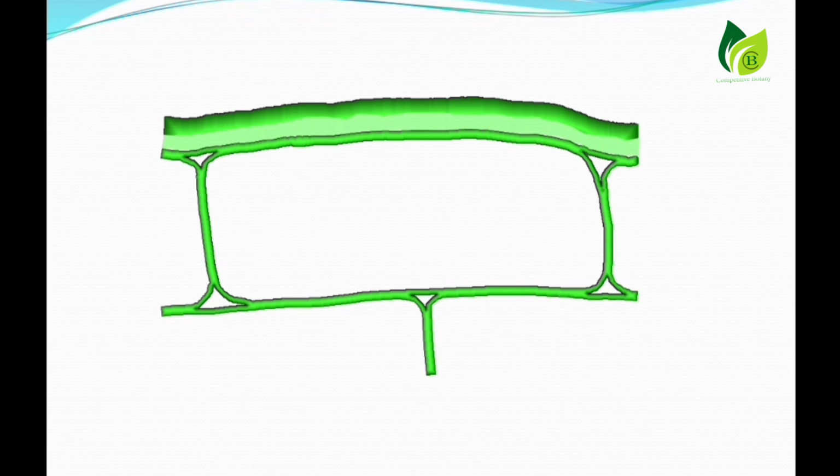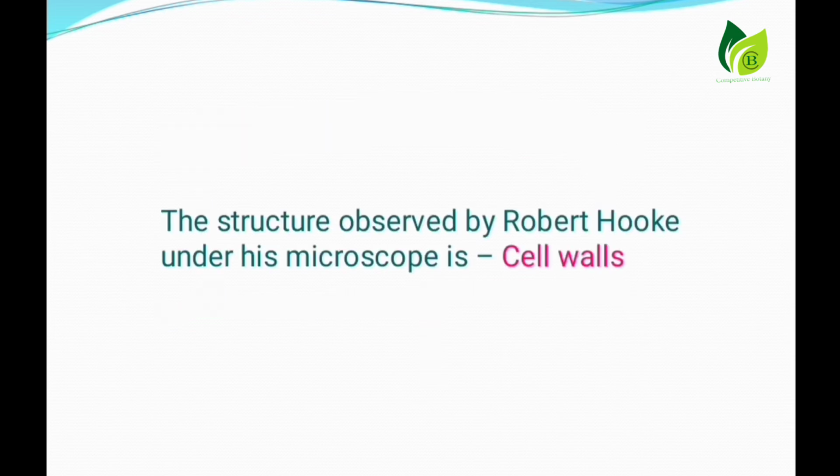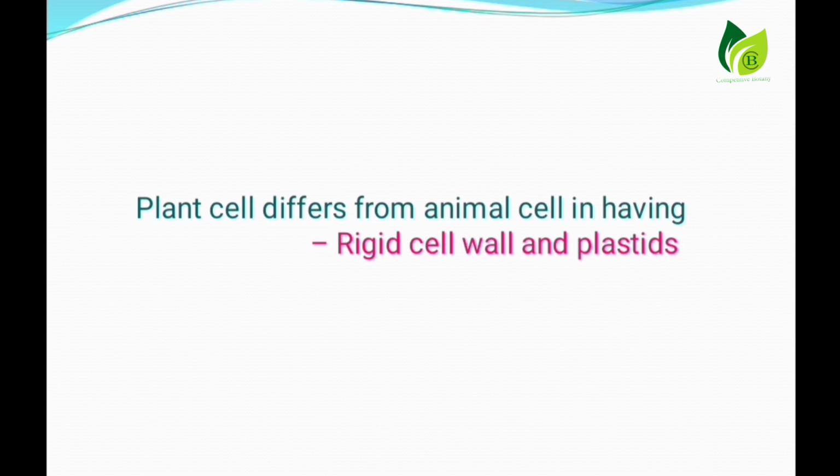Let's see the first question. The structure observed by Robert Hooke under his microscope is cell wall. Robert Hooke was the first person that observed and named the cell wall. Next question. Plant cell differs from animal cell in having rigid cell wall and plastids. These two are present only in plants. They are absent in animals.